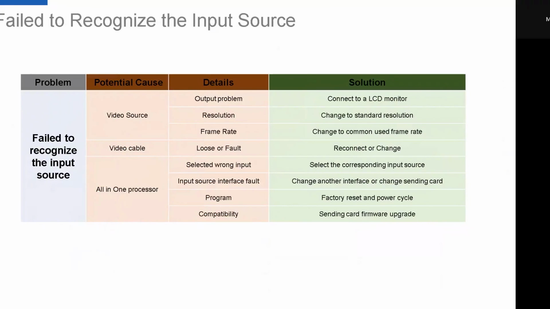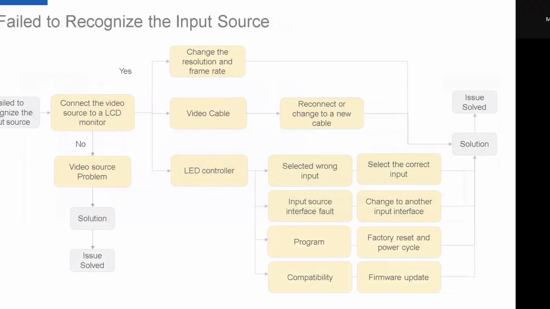Here's a table listing all of the potential causes and the corresponding solutions. Compared with the independent controllers, there's no video processor part. So there are 3 parts in total: video source, video cable, and the all-in-one processor itself. Come to this page and follow the process to do the troubleshooting. You will find a solution to solve the problem.